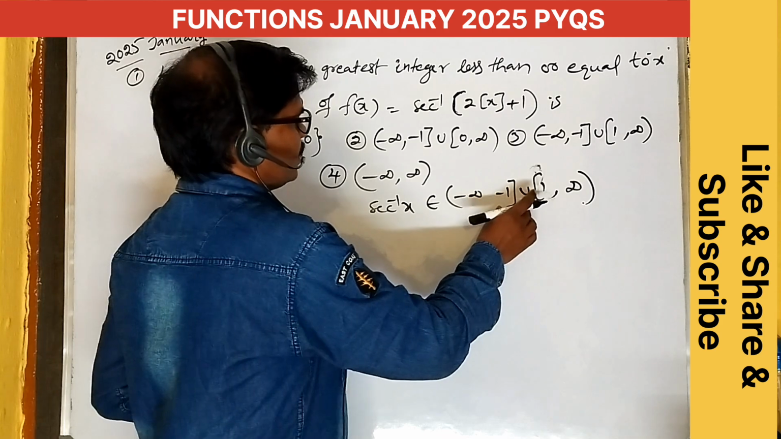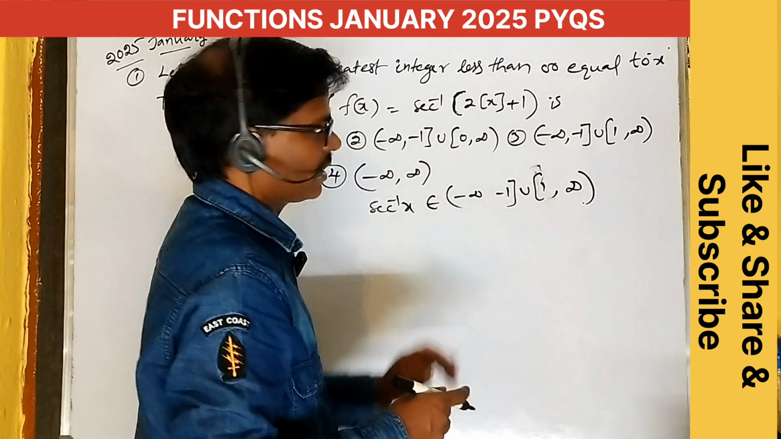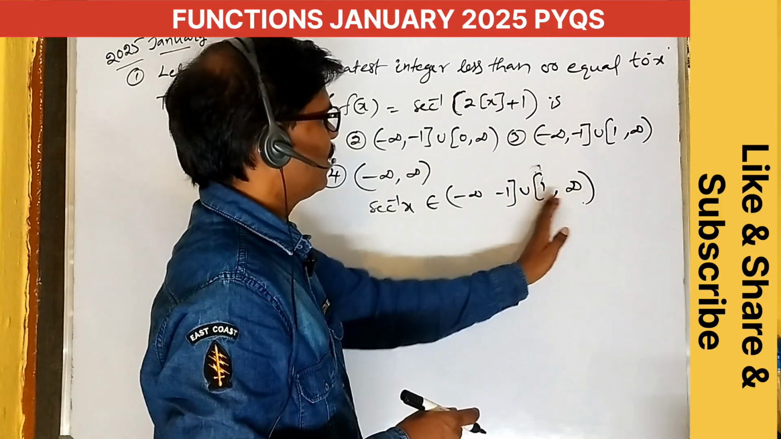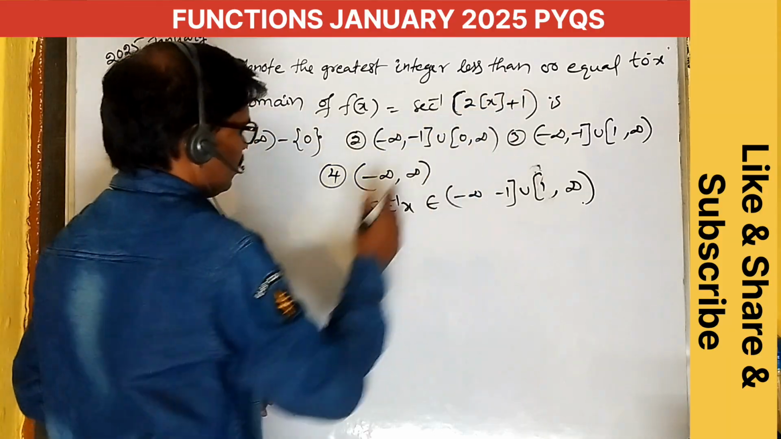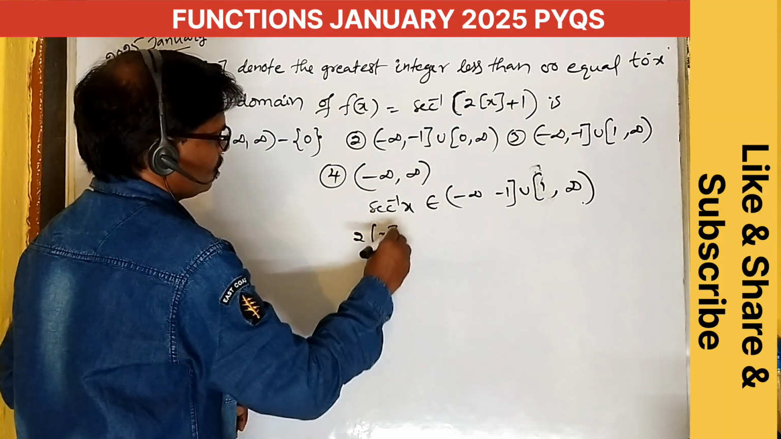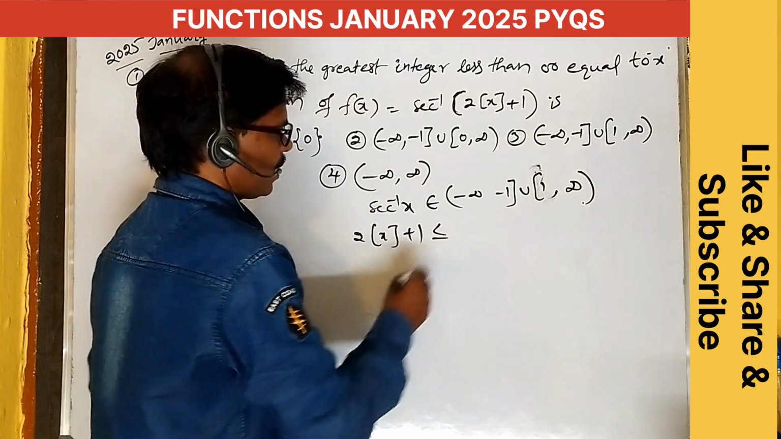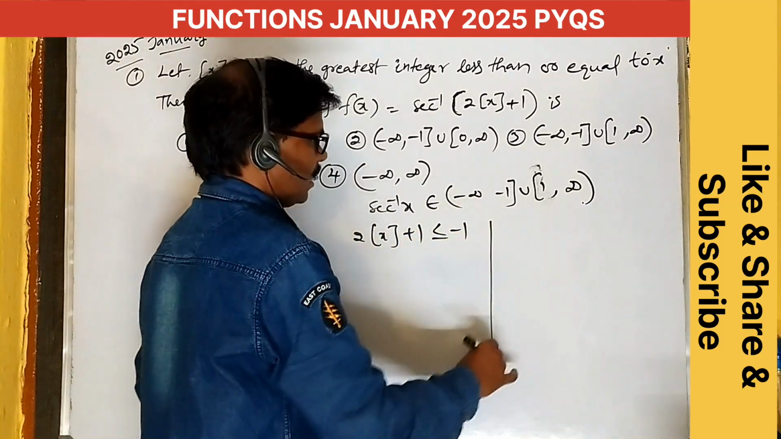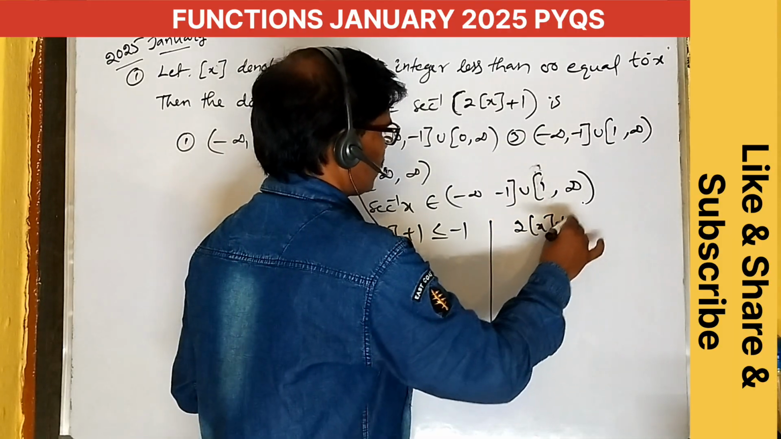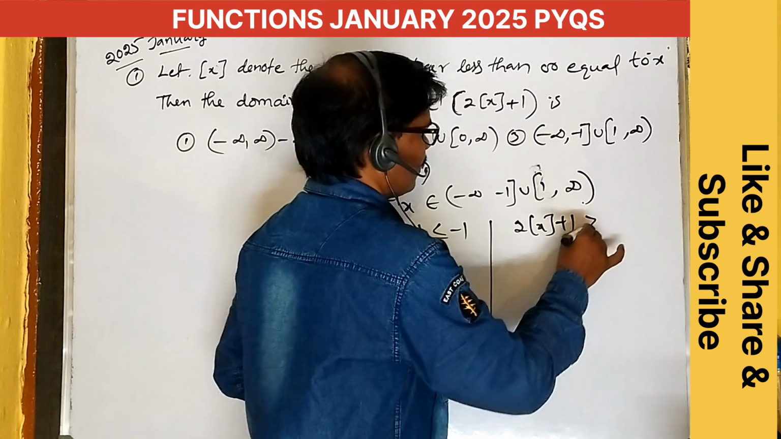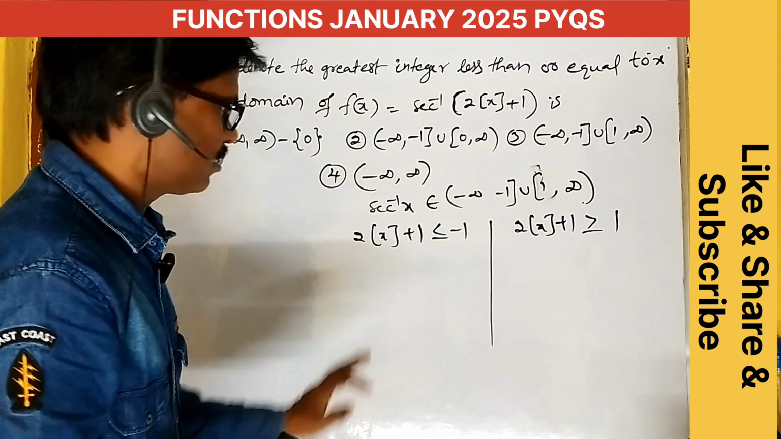Means this part is less than or equal to minus 1, and this part is greater than or equal to 1. Here, 2[x] + 1 is less than or equal to minus 1. This is one case. Next, another one: 2[x] + 1 is greater than or equal to 1. Solve these two cases.